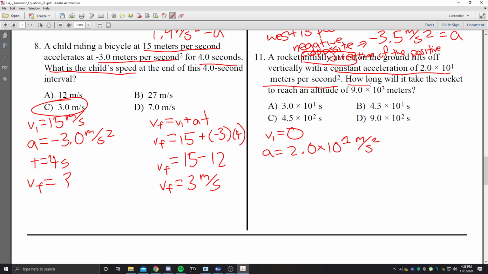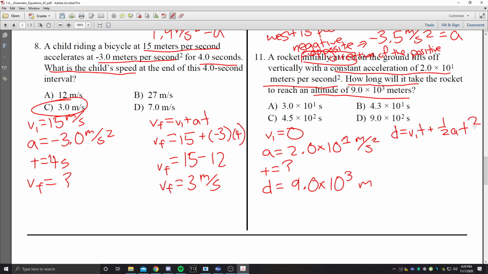And so how long will it take? It's asking you for the time. How long will it take to reach an altitude of 9.0 times 10 to the 3 meters? And it's measured in meters, so that's going to be your distance traveled. So this is what we know. And we're actually going to use this formula. We're not going to have enough room to write it though, which is unfortunate.